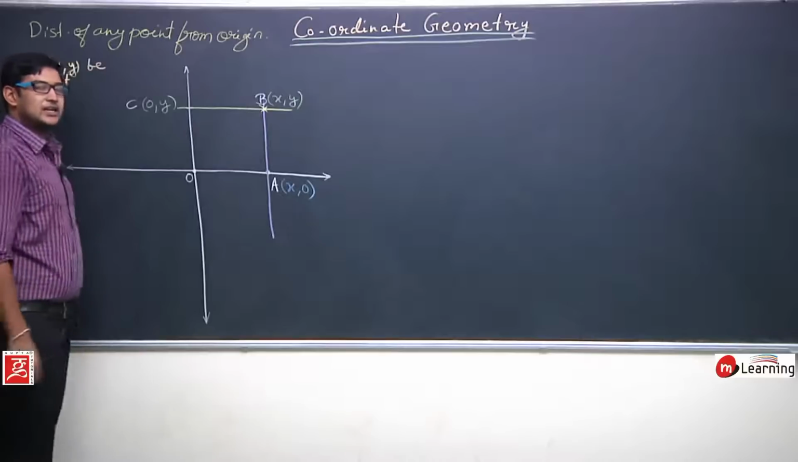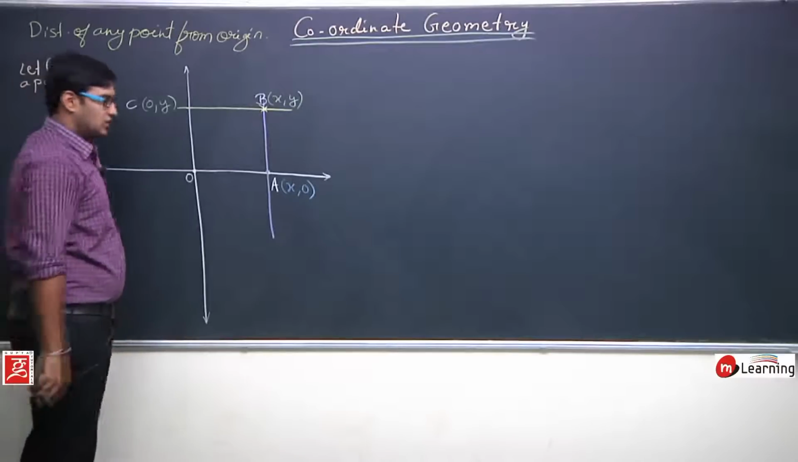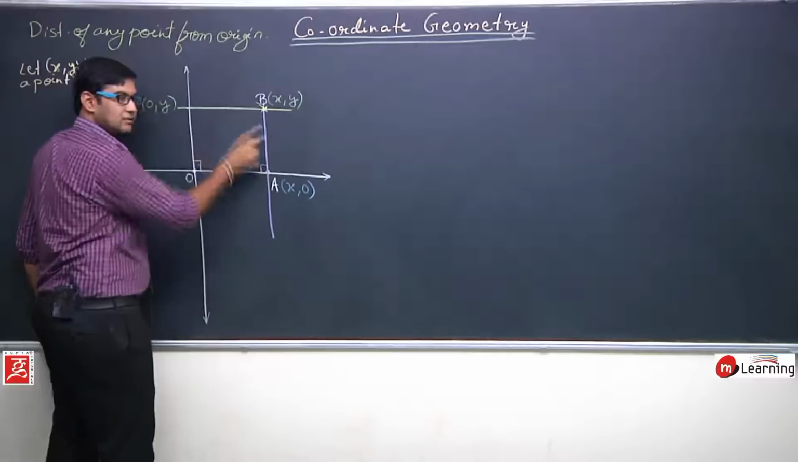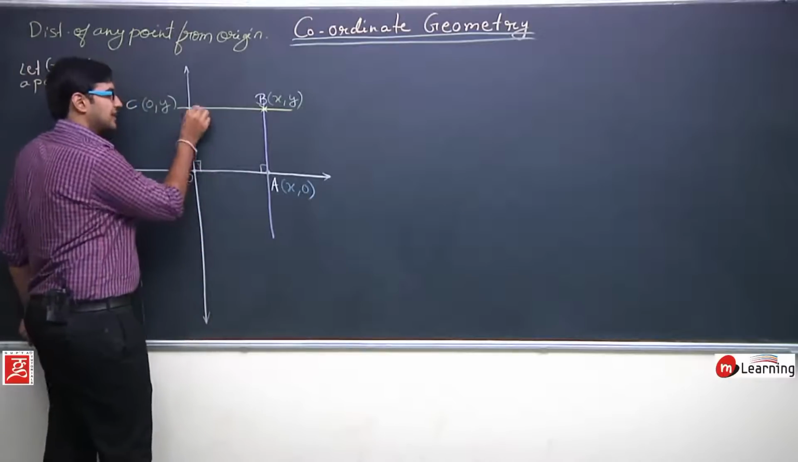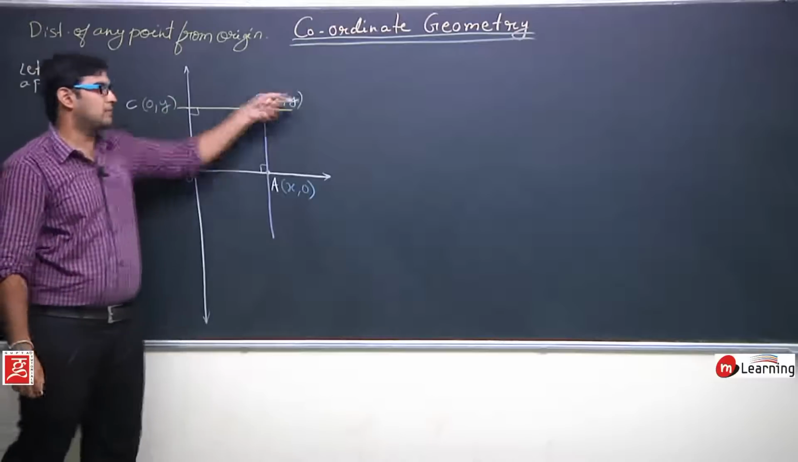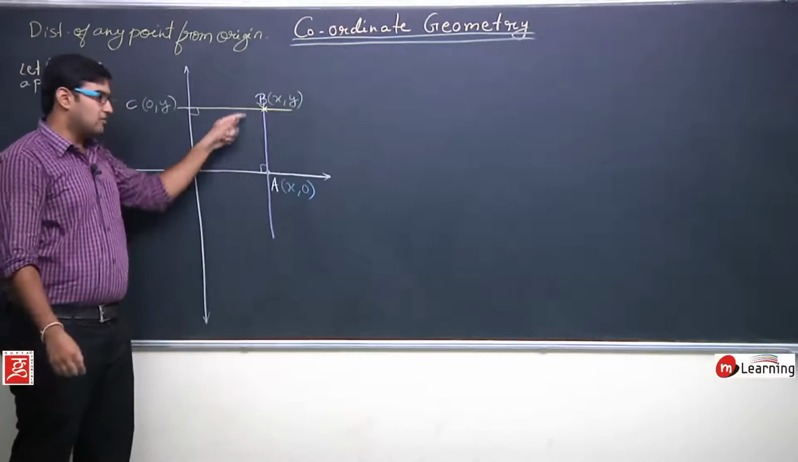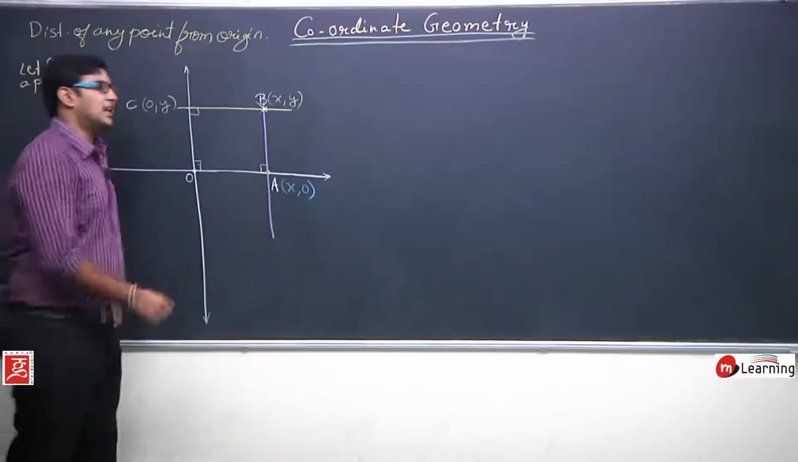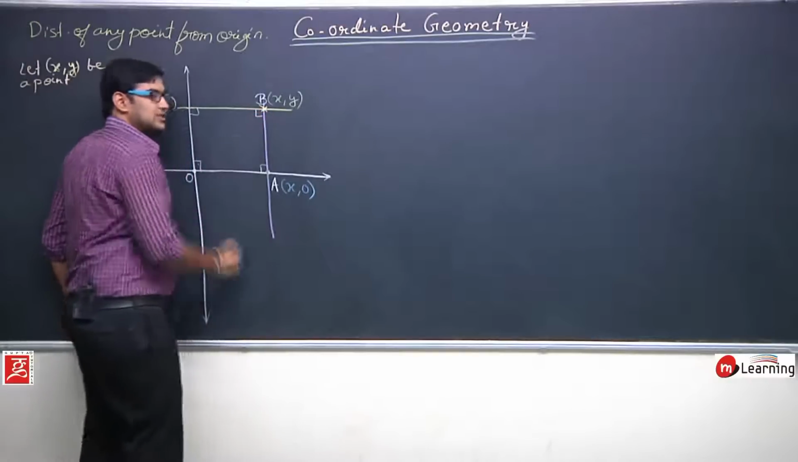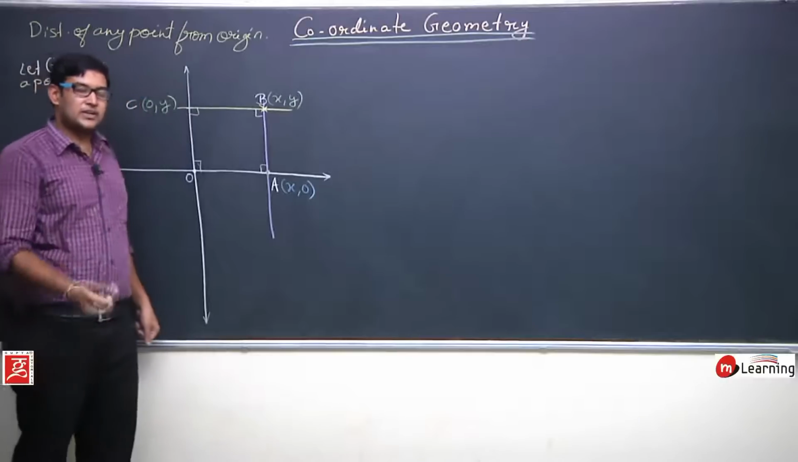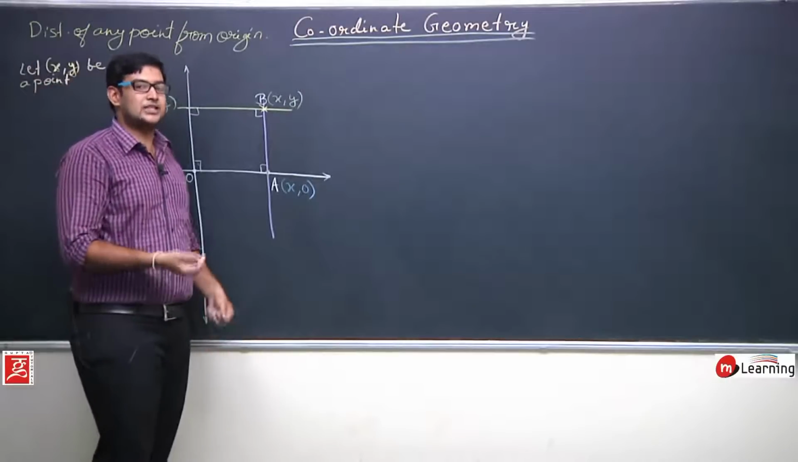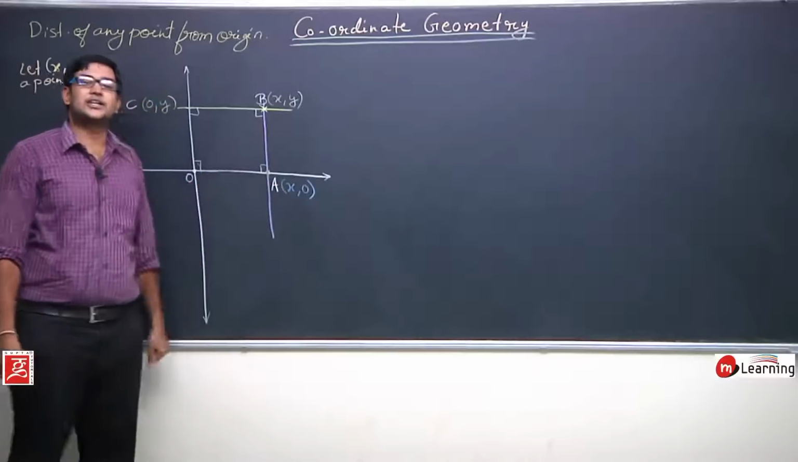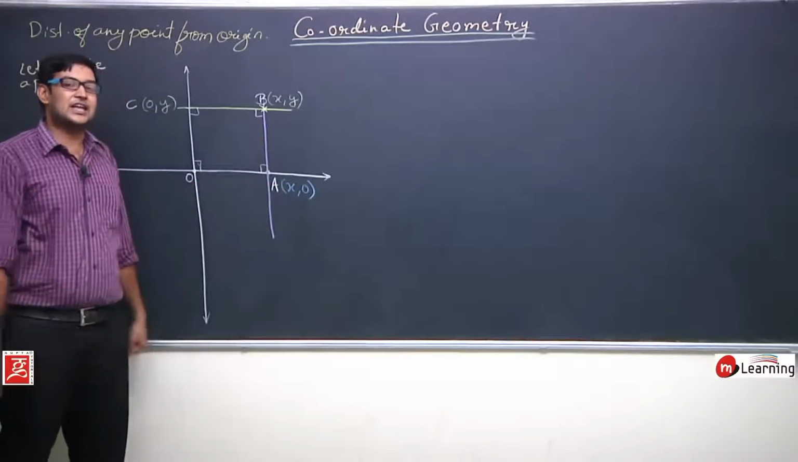And you will find that OABC is a rectangle. Why is it a rectangle? This angle is 90 degrees. It is given. This angle is 90 degrees because this is a perpendicular. This angle is again 90 degrees because this is perpendicular. And in a quadrilateral we have three angles 90, so the fourth angle has to be 90 because the sum of internal angles of a quadrilateral is equal to 360 degrees. So you will find this angle is also 90 degrees. So this is definitely a rectangle.